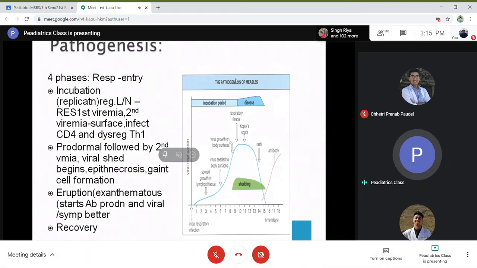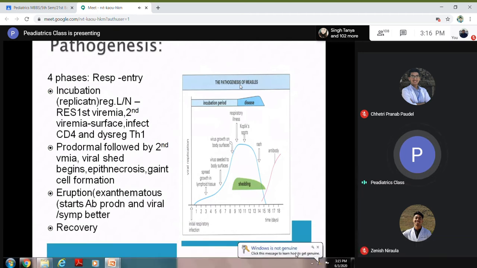If you look at the pathology, you can find epithelial necrosis and giant cell formation, from the histology point of view. Eruptions will occur, that is a rash on the skin. It's exanthematous. Why am I calling it exanthematous? It is on the outer skin, not the mucous membrane. We have another term, enanthematous, which is in the mucous membrane also. Basically exanthematous rashes will occur, and we can observe them.